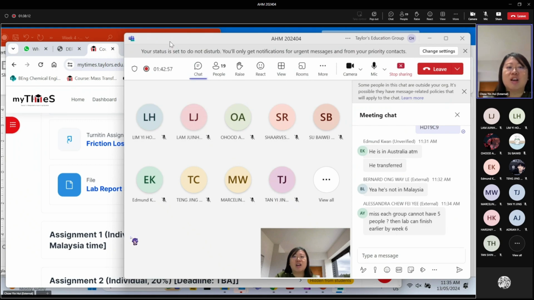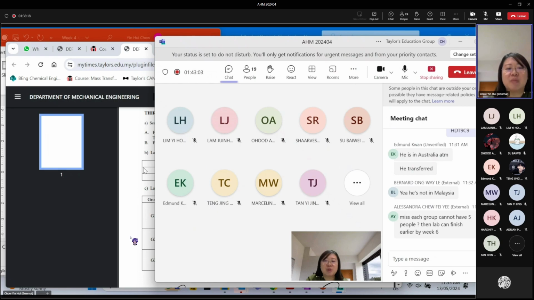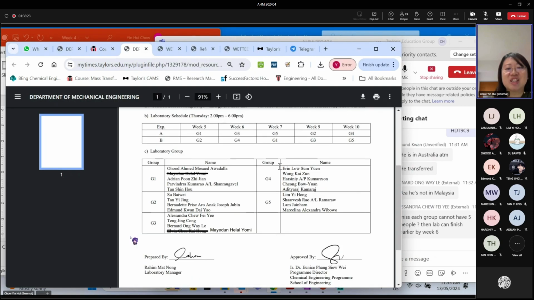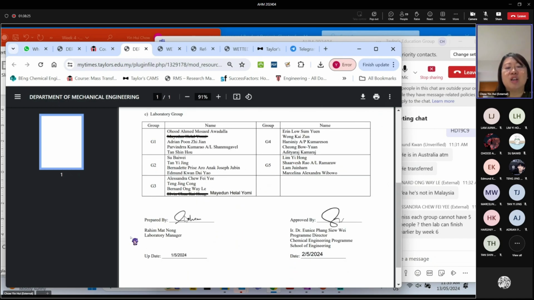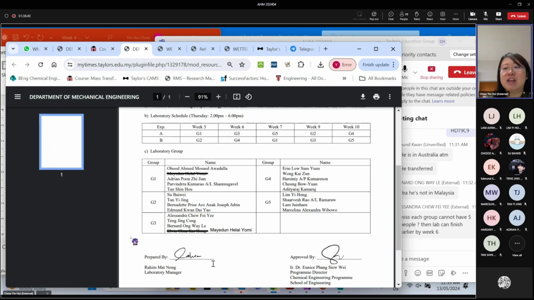Unfortunately, okay, there's a question. Each group has a maximum of 5 students only. But I cannot rearrange any further, because this grouping here has been approved by the program director already. So we have to follow it. We cannot rearrange it any further. This is exceptional for Yomi to join group 3 because of the lack of manpower. All right, so we'll follow this.